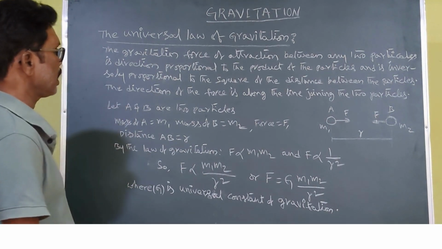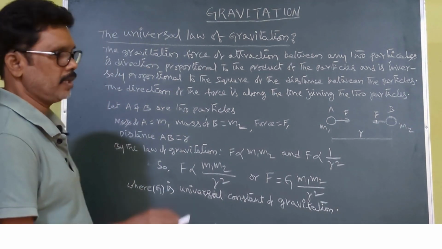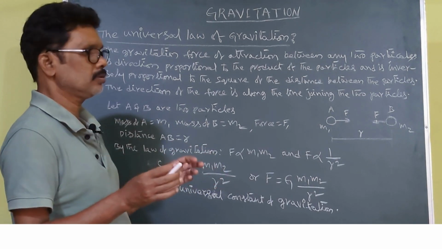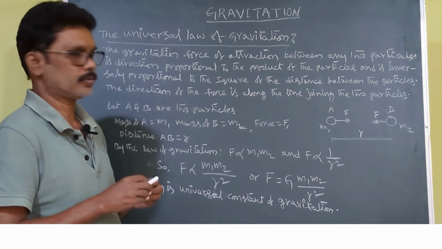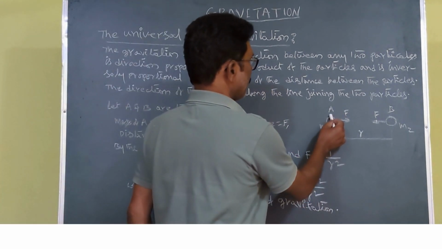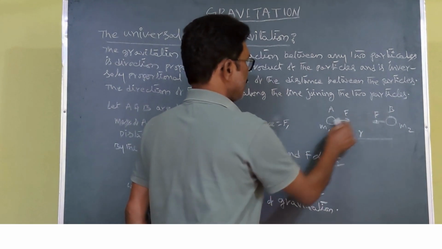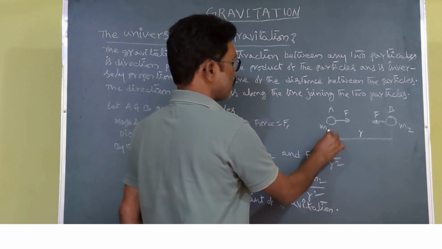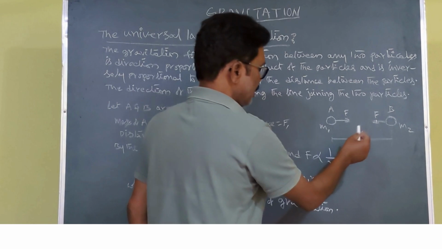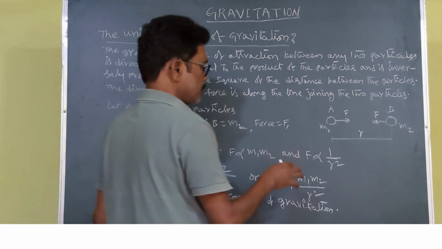So what we can understand here is that in this universe there are different objects, and between any two objects there is an attractive force. Let us assume one particle here and another particle there. This particle is named A and this particle is named B. The mass of A is M1, and the mass of B is M2. Obviously the attractive force is there between any two particles in this universe. So that force we can find out.